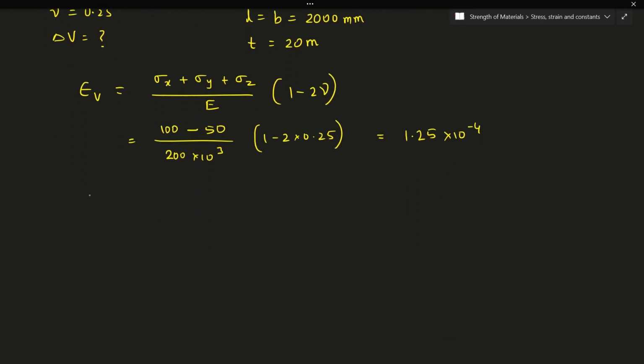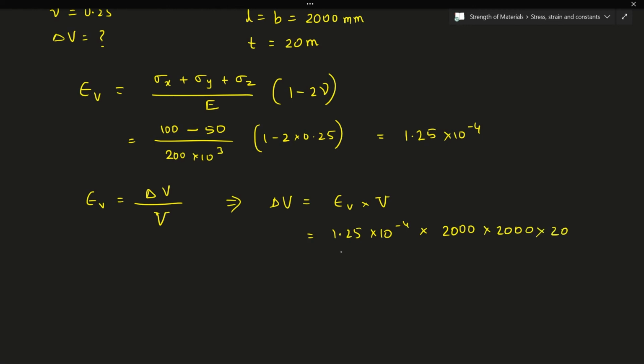Again, volumetric strain is given by delta V divided by the original volume. Here I have to find delta V. It means that delta V is equal to epsilon V into capital V, which is epsilon V, 1.25 into 10 to the power of minus 4, into the original volume of the cube, 2000 mm into 2000 mm into 20 mm. If I simplify this, delta V will be equal to 10,000 mm cube.